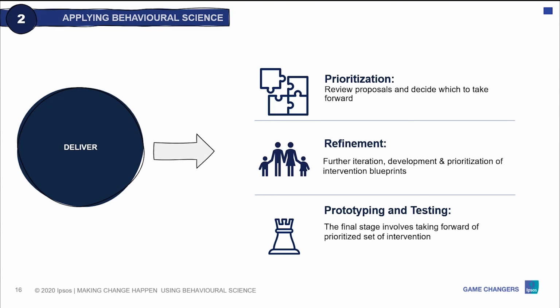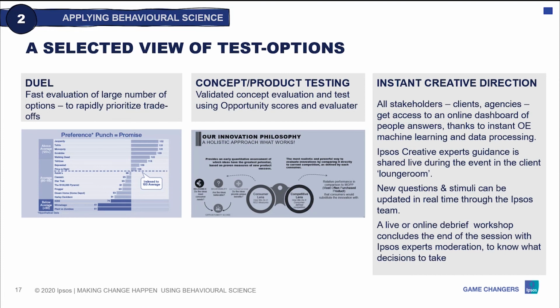If you go to the next slide, we can see that if it's a matter of direction, we can use Duel to have a fast prioritization where people instantly do trade-offs between different solutions. We have our famous concept product testing for innovation purposes, whether it's a taste test or an early concept that you would like to test somewhere. This is what we can do to take the interventions into the market and see how they play out. Last but not least, we also have the instant labs, which is a really cool day, so to speak, where all stakeholders, clients and agencies get access to an online dashboard of people's answers. And this is done in real time.